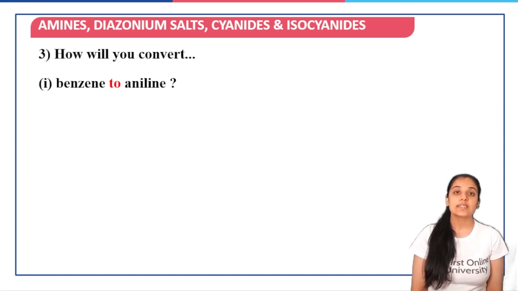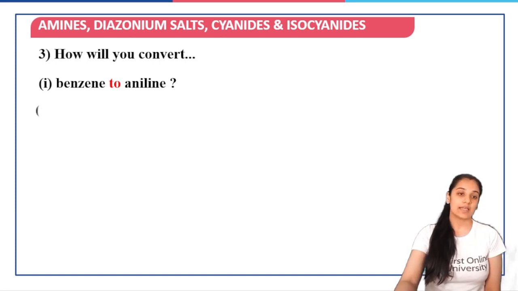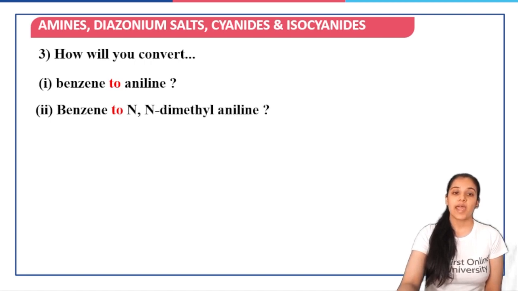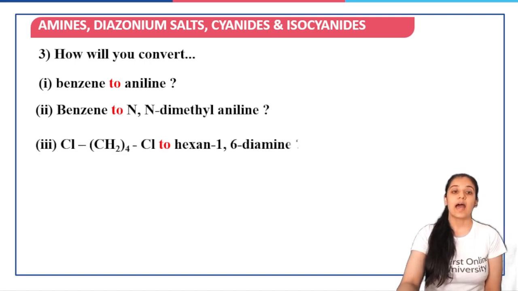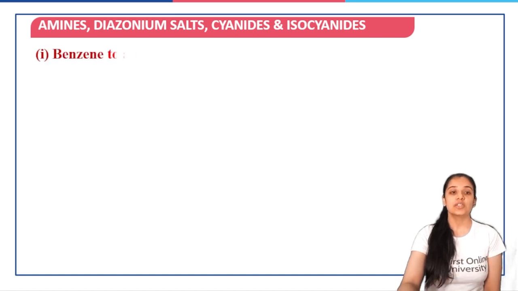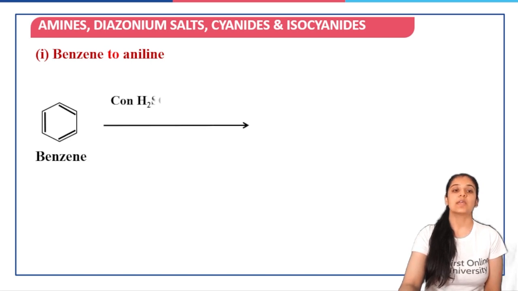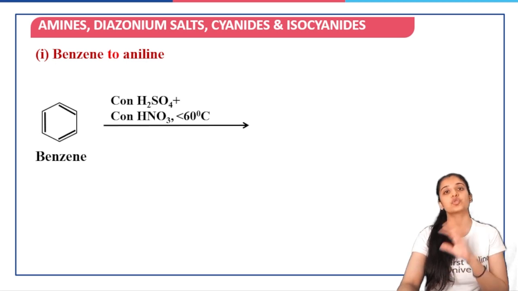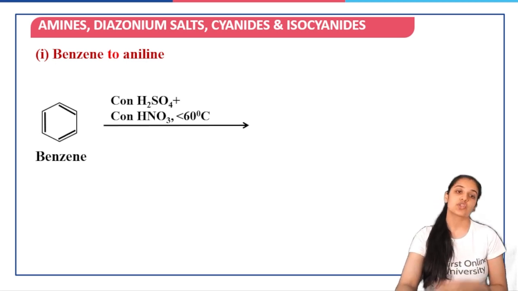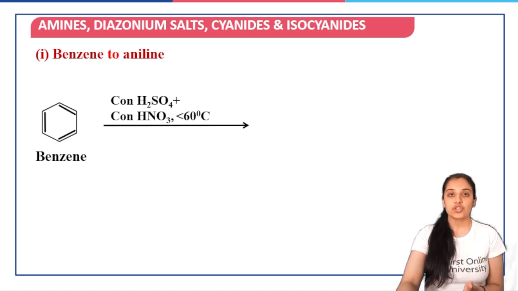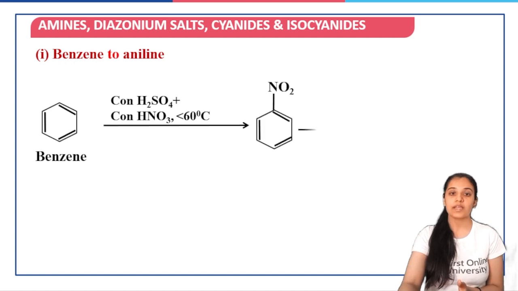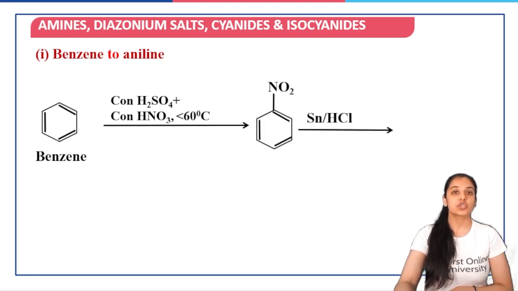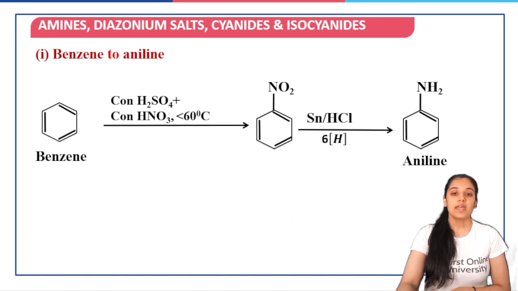So the first one is the conversion of benzene to aniline. The second is benzene to N,N-dimethylaniline. Then we have this particular conversion. So let us see the first conversion, that is benzene to aniline. When we have benzene, we can introduce the NO2 group first. Once NO2 is introduced, we can easily reduce it to get aniline. So it's a two-step conversion. Conc. H2SO4 and conc. HNO3 at some 60 degree Celsius temperature will give me nitrobenzene, which on reduction with Sn/HCl will give me aniline.